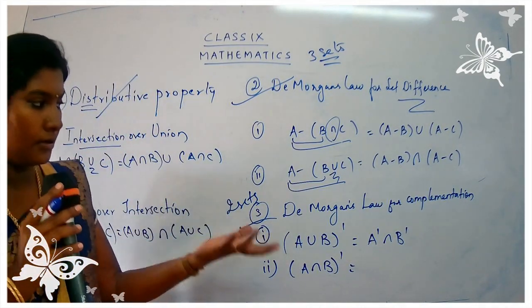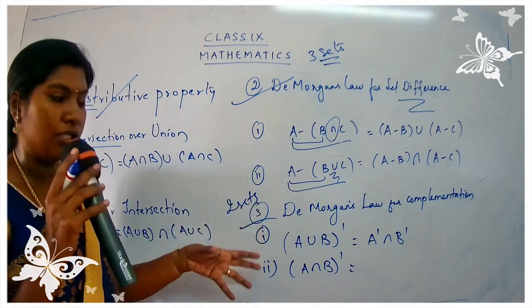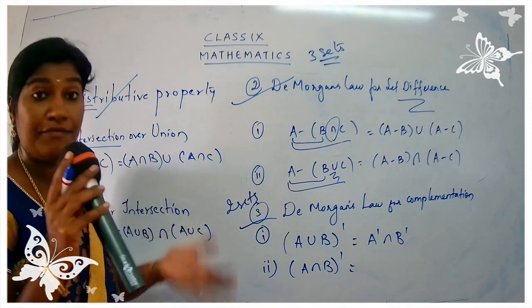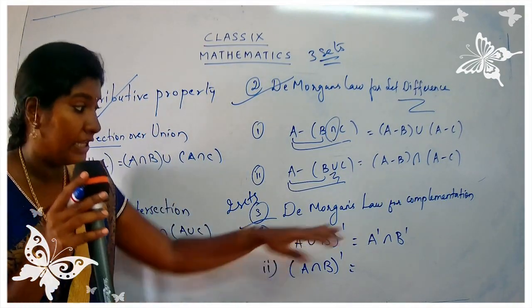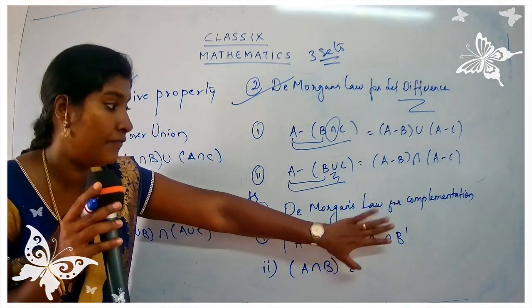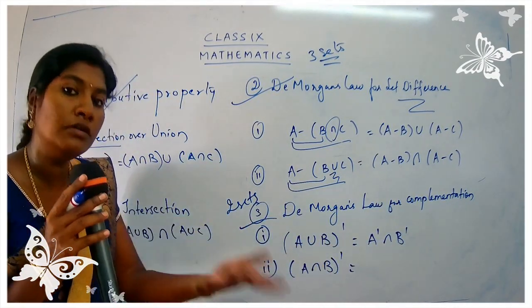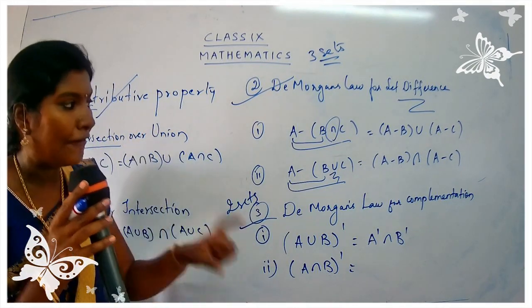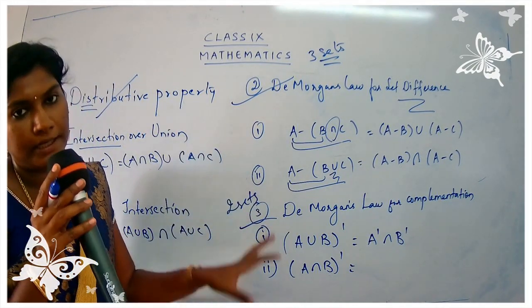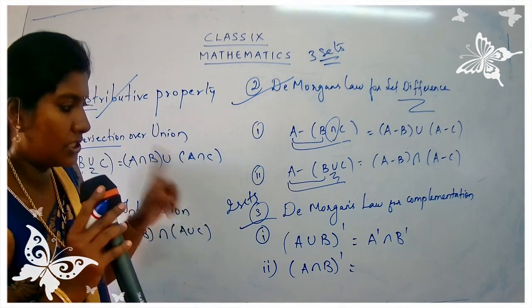See, some questions may be like state the De Morgan's law for complementation, or just verify the De Morgan's law for complementation. They will just give you the statement. So you should know the property. Without knowing the property, you will not be able to solve the sum. So you have to remember all the properties. It is very, very important to remember all the properties. So just keep it in your mind.